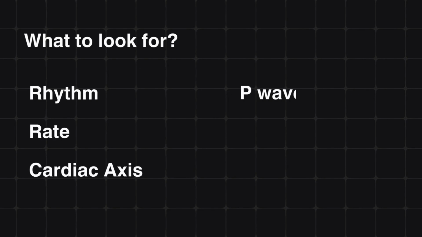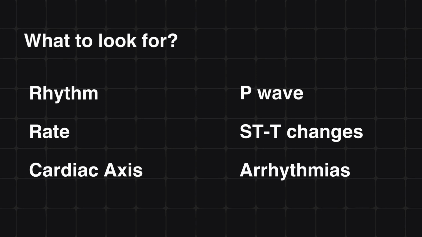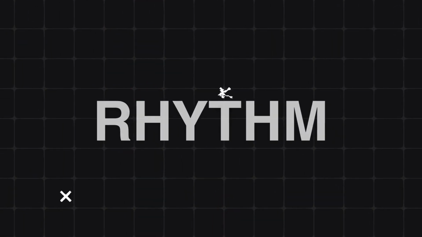Whenever you get an ECG, there are a few basic things we should look for. These are rhythm, rate, the cardiac axis, P wave, QRS complex and ST-T changes for diagnosing myocardial infarction. And lastly, we'll look for any arrhythmias. There are many more things to derive from ECGs, but we'll discuss them in upcoming videos. For now, let's start with rhythm.